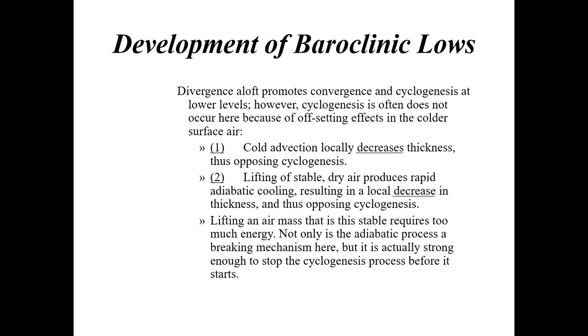Now, divergence aloft, the removal of mass aloft, is going to promote low-level convergence, where the air comes together at the surface, and cyclogenesis, the development of a storm at lower levels. However, that cyclogenesis often does not occur here because of offsetting effects in that colder surface air. And again, we're talking about colder air moving in, cold advection. That's going to decrease your thickness values in the atmosphere, and it's going to oppose cyclogenesis. Colder air is heavier. It wants to sink. The atmosphere becomes more compact. So instead of rising thicknesses, we have shrinking or lowering thickness values, which opposes the development of storm systems.